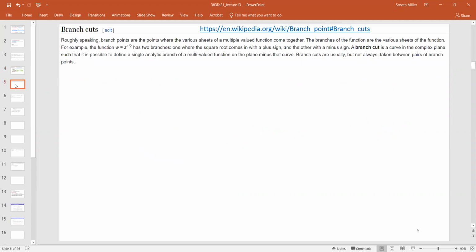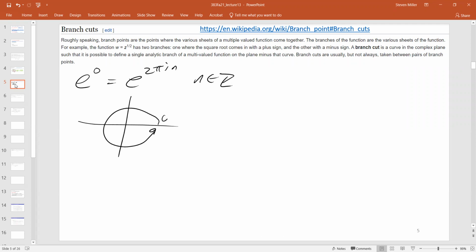Okay. So the next thing to talk about is branch cuts. We've talked about the complex logarithm a little bit and about some of the issues. And the problem is, e to the 0 is the same as e to the 2 pi i n, where n is any integer in Z. And so we have a problem if we go all the way around. If I take the complex plane, here's theta equals 0, here's theta equals 2 pi. We have a problem if we come all the way around.